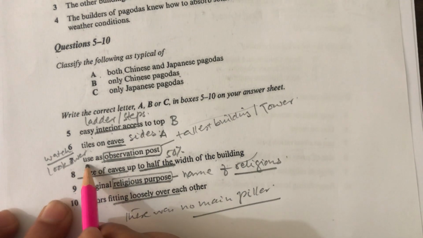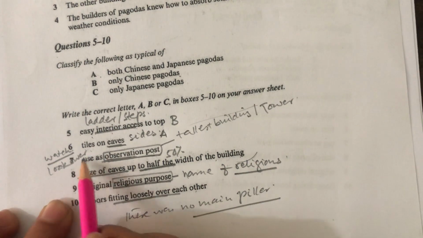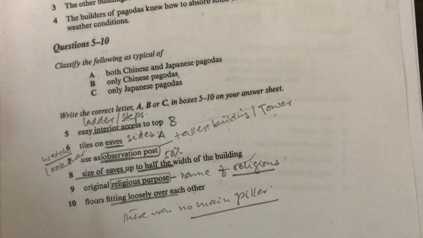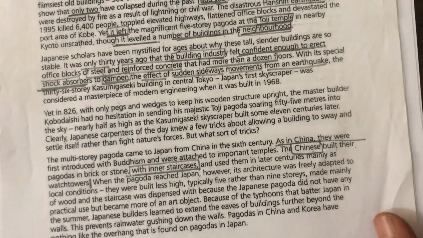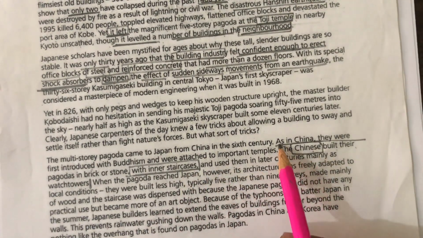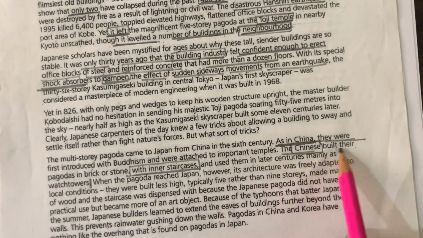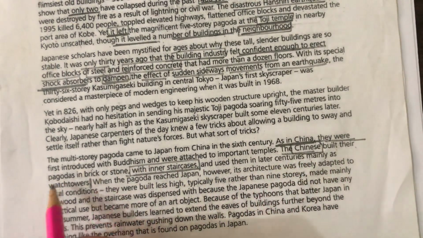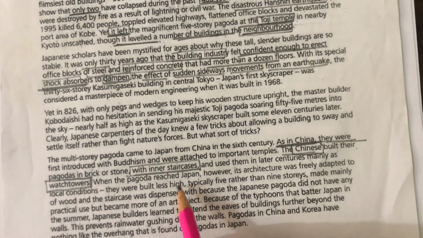Question number 7. Use A as observation post. Observation means watch, look over. Post means tallest building or tower. So we can see that in China, then in the second line, the Chinese built their pagodas in brick or stone with inner staircases and used them in later centuries mainly as watchtowers. So Chinese use their buildings as watchtowers.